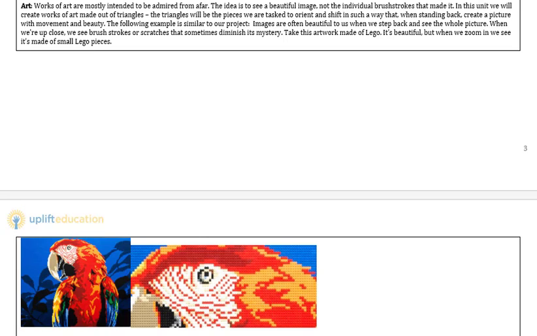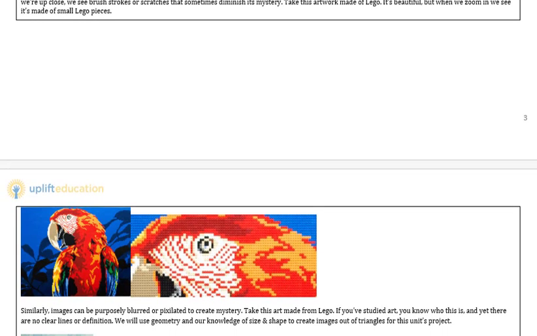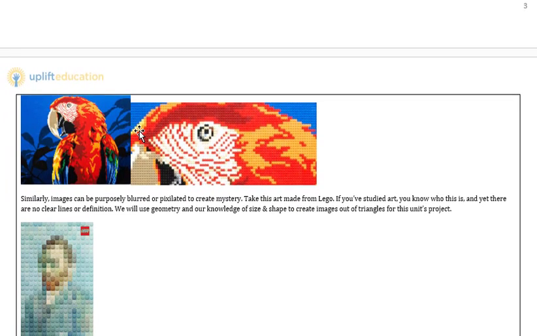So I talked about how you can create works of art using Lego pieces that, when standing far away, look like a perfect picture. But when you look closely, you can see how it's pixelated. You can see the individual pieces of Lego that create such a beautiful image standing far away. And so that same idea we're going to get into in the unit project. But that's something to consider, is that this beautiful parrot is actually made up of square-shaped Lego pieces. You just can't tell that from a distance.